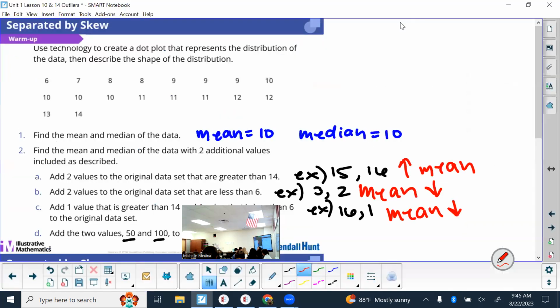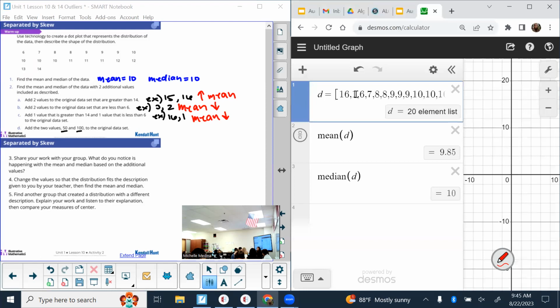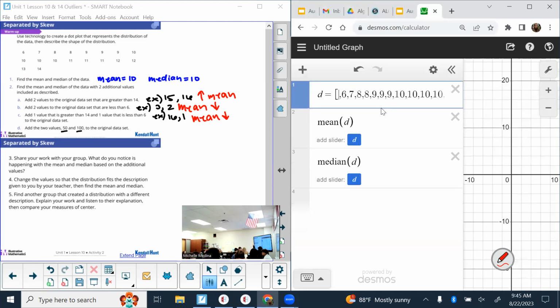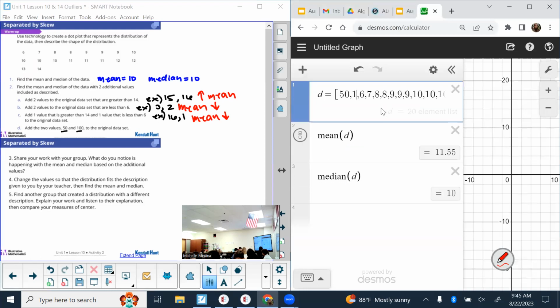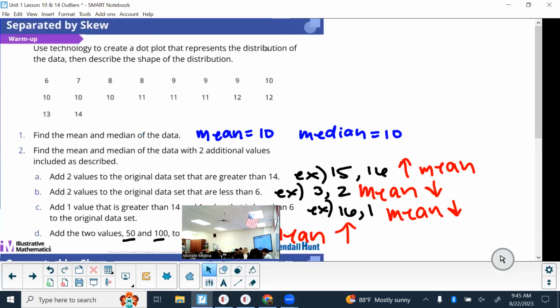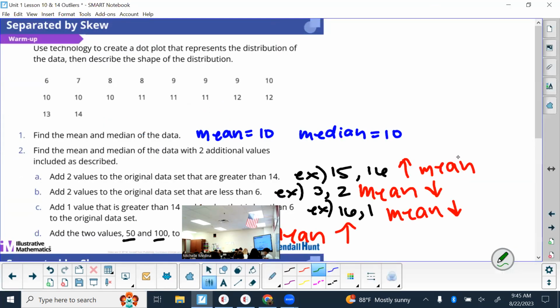Now do the 50 and 100. All right, so see what happens when we put the 50 and the 100. What changed? The mean only, and it increased, so put that the mean increased. But again, no change for the median, for any of them. So maybe I'll put on my notes, kind of off to the side for all of these, the median did not change.